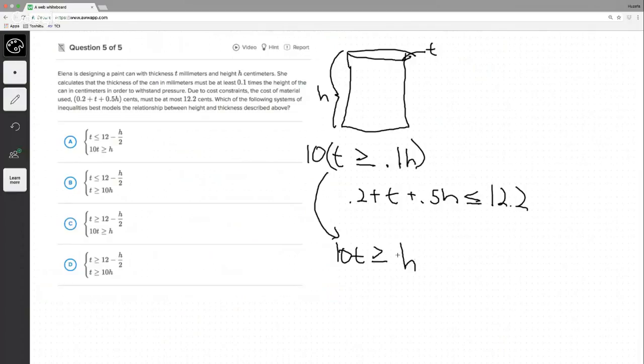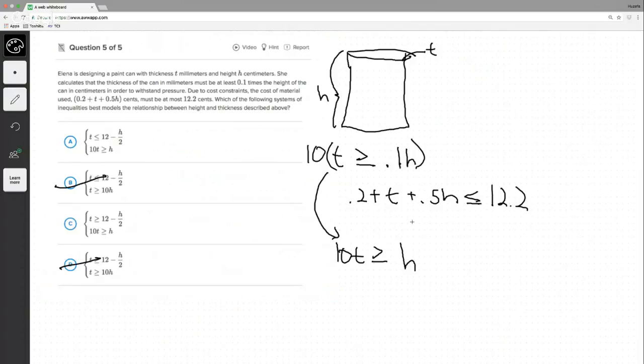Now we got our nice inequality: h is less than or equal to 10t. And look, that's exactly what's in A and exactly what's in C, but not what's in D or B right off the bat. Those guys go away. Now we just got to figure out which one of these is good to go for the other equation.